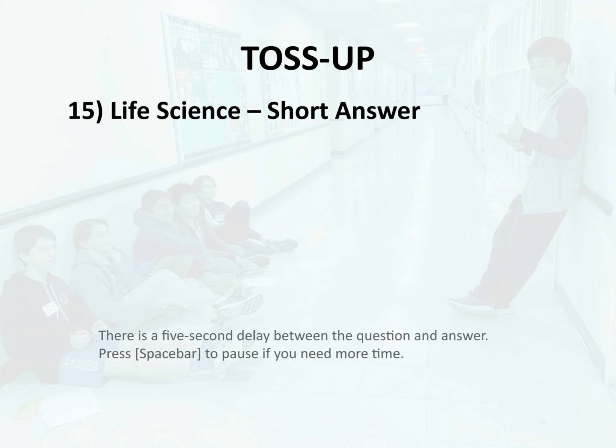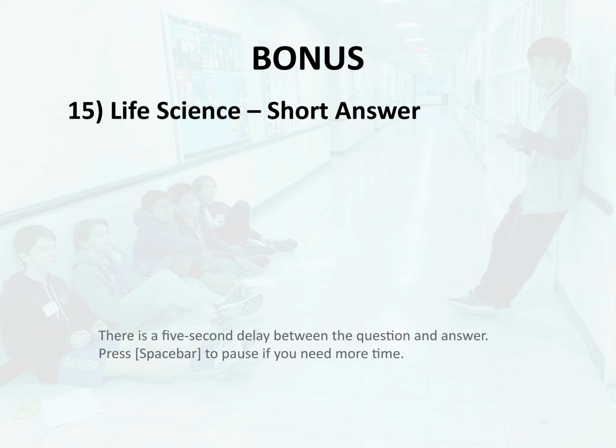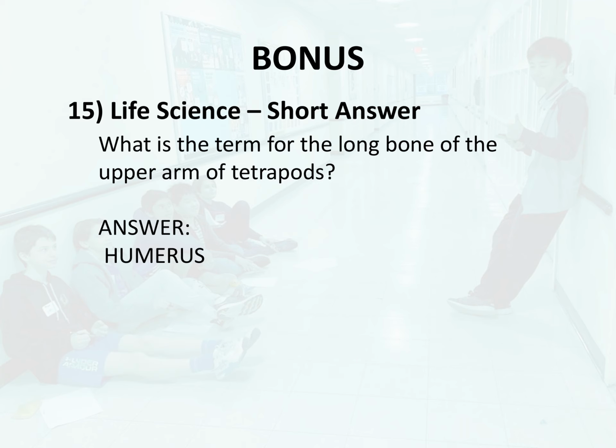Toss-up 15. Life science, short answer. What is the term used to describe the embryonic leaf in a seed? Answer: cotyledon. Bonus 15. Life science, short answer. What is the term for the long bone of the upper arm of tetrapods? Answer: humerus.